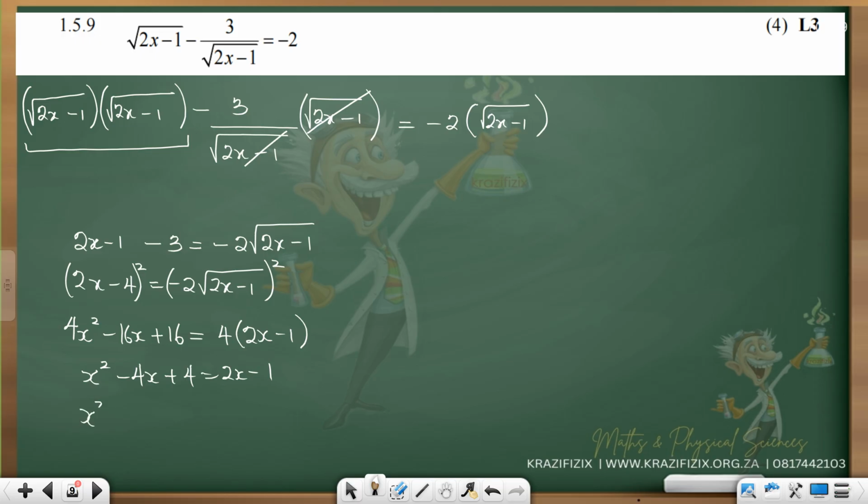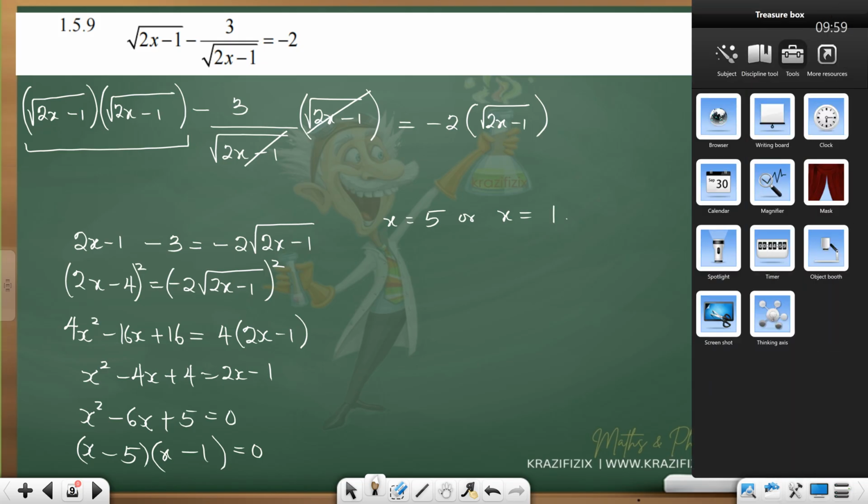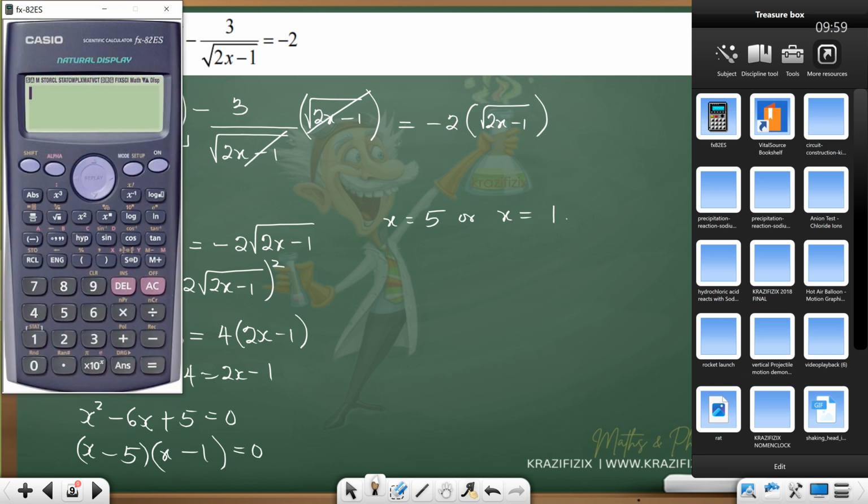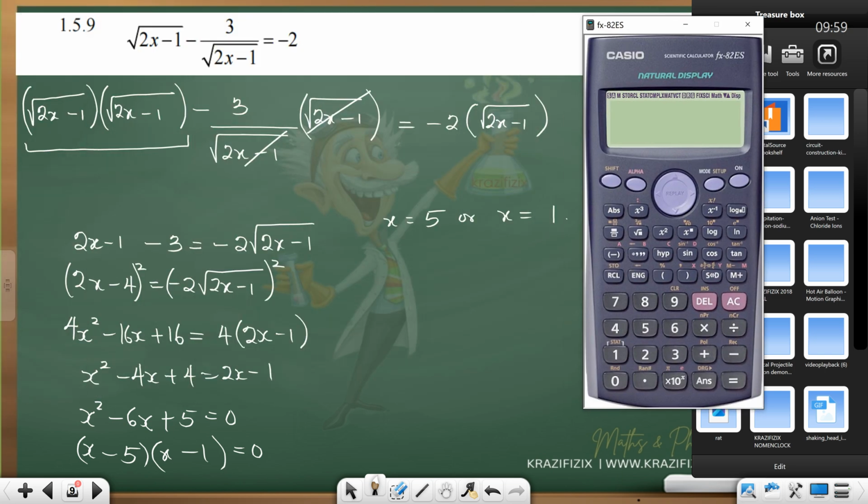2x minus 1. So x squared minus 6x, 4 plus 1 is 5. Okay. And then we have x minus 5, x minus 1. So x would be equal to 5 or x would be equal to 1. And if we put a 5 there, it should not work. That's the 5 we would have gotten on the other side.